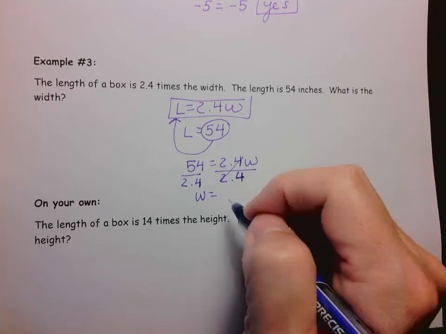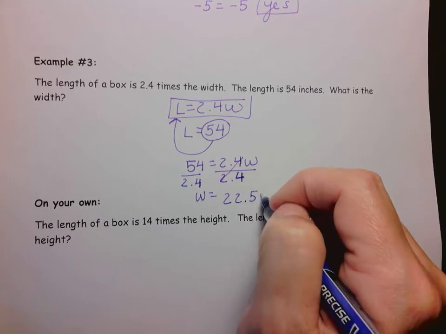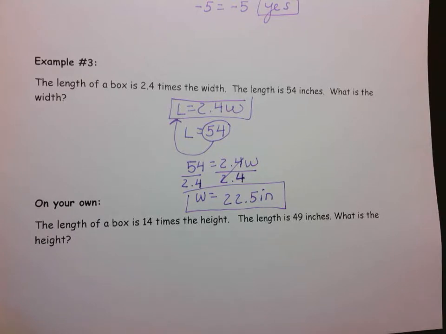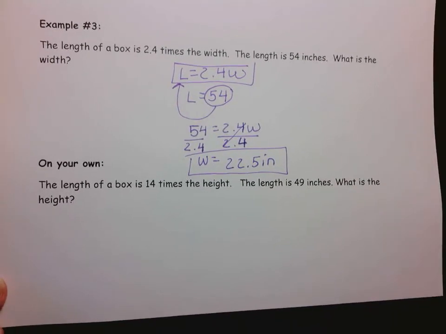W equals 22.5. So the width is 22.5 inches. Okay, so go ahead and hit pause and do the next one on your own.